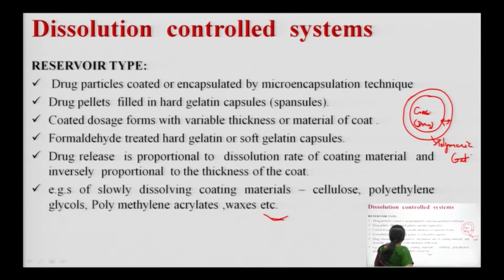So, the drug release, as I said, is proportional to the dissolution rate of the coating material, and it is inversely proportional to the thickness of the coat. Examples of some slowly dissolving coating material are cellulose, polyethylene glycols, polymethylene acrylates and waxes.